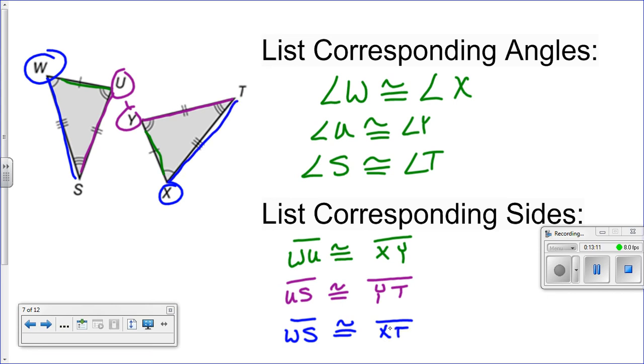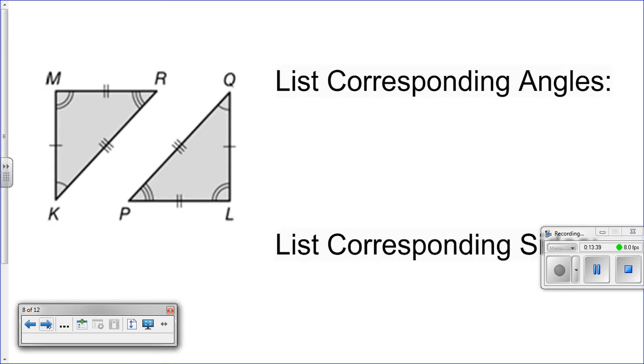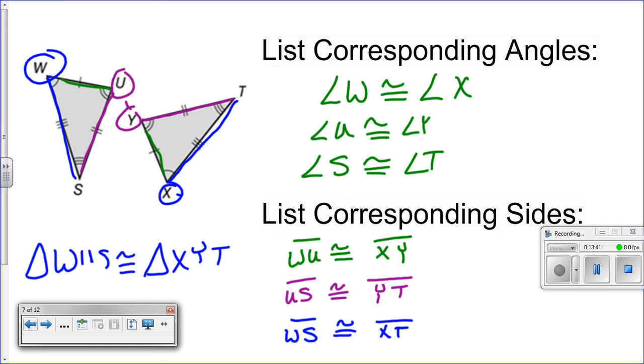So I'm going to make one final statement here. I'm going to say triangle WUS is congruent to triangle. Now I have to follow the same order. So what goes with W over here? Well, that would be X. What goes with the U on the other triangle? That would be Y. And then, of course, your T. Okay, let's try another one here. Oh, and let's go back to this one. Let's at least see what was the transformation that happened here. This looks like it's been rotated.